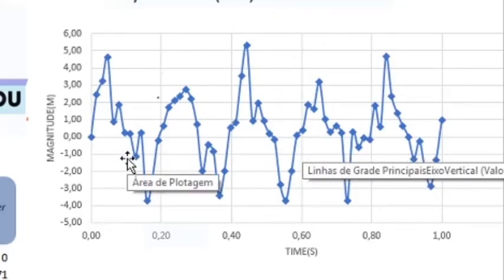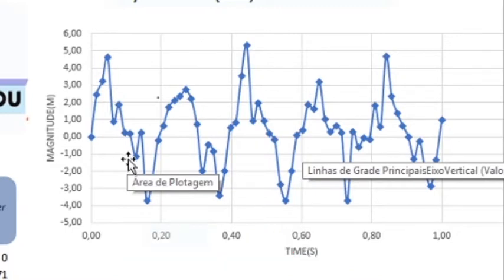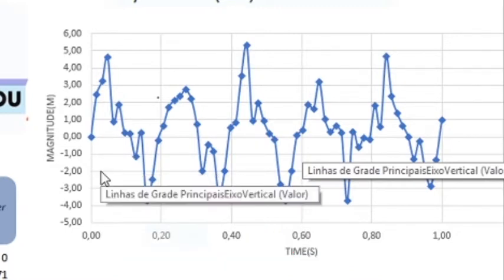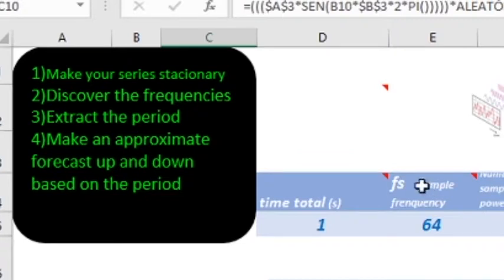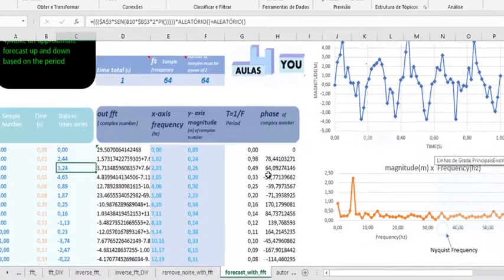You can imagine that this could be a stock market or could be a sales price, and you need to predict this. How do you make this prediction? First, you make your series stationary. After this, you discover the frequencies. You discover the frequency with fast Fourier transform.